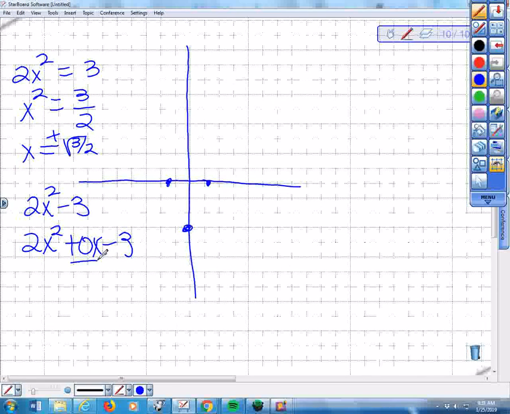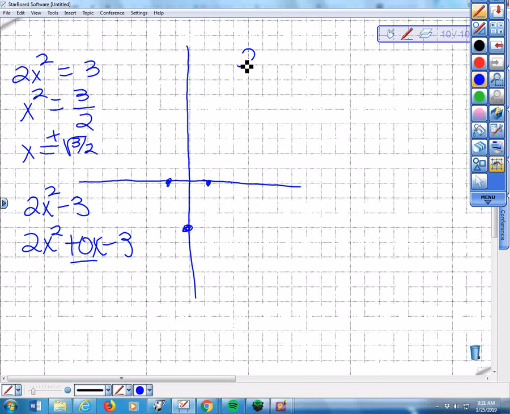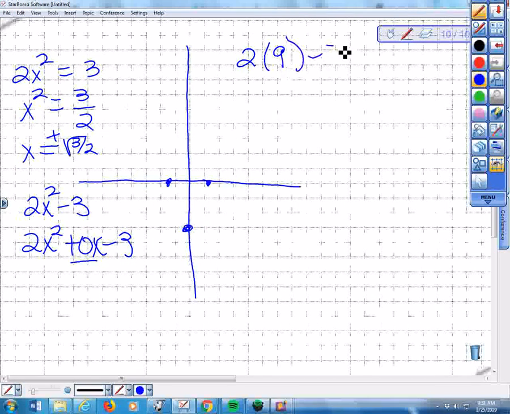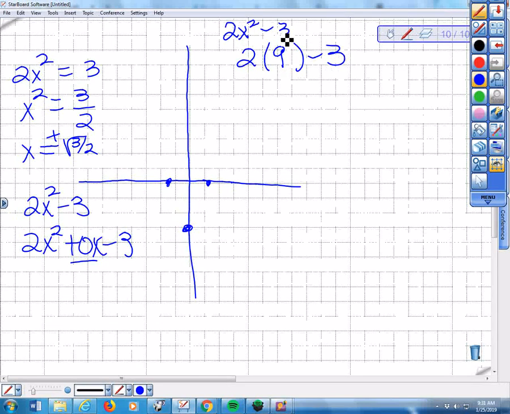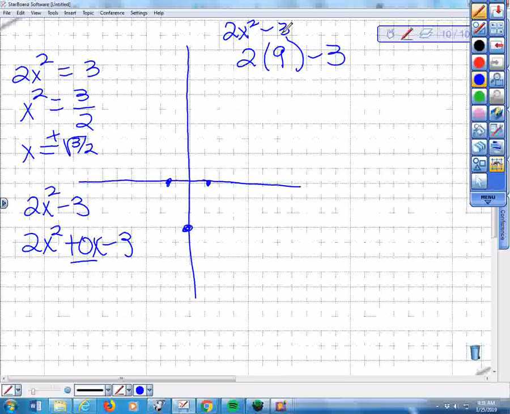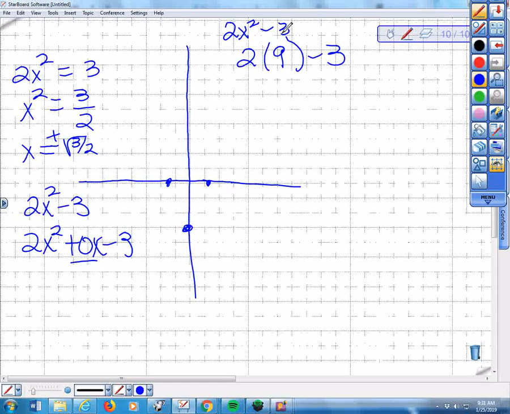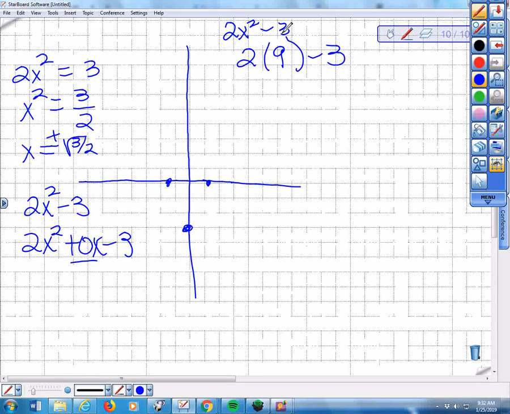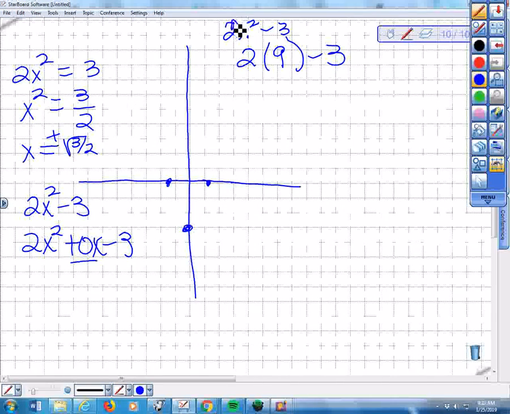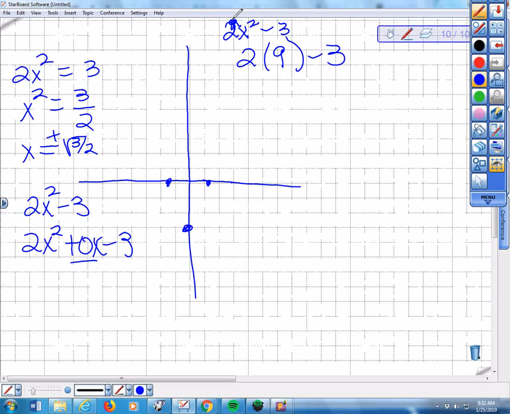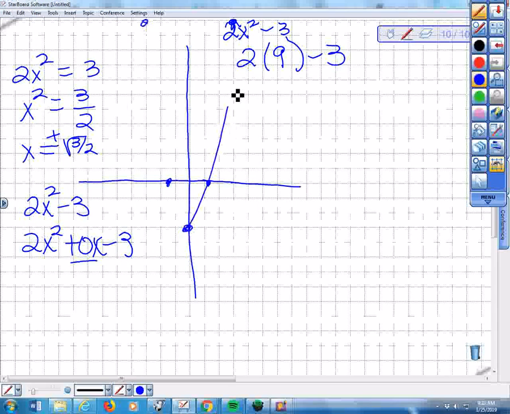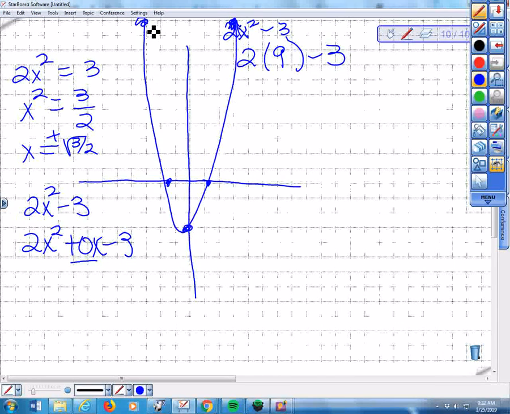So I just need to find 2 more points. I'm just going to use 3. 2 times 9 minus 3, because it's 2x squared minus 3. 18 minus 3 is 15. So at 3, it's all the way up at 15. 8, 9, 10, and so on. It's somewhere up here. And then I could just mirror that point on the other side at negative 3. And I have enough points for my parabola.